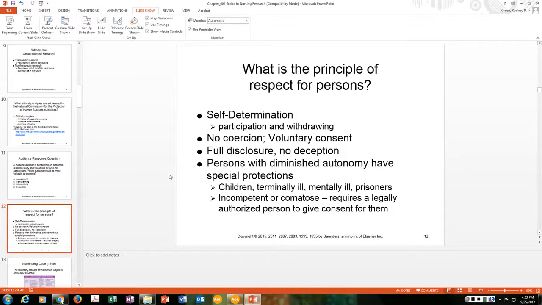The principle of respect calls for no coercion, voluntary consent, full disclosure, no deception, and persons with diminished autonomy have special protections. Children are considered diminished autonomy. Other examples of people who require special protections are the terminally ill, mentally ill, and prisoners. Now, for someone who is incompetent or comatose, this requires a legally authorized person to give consent for them.